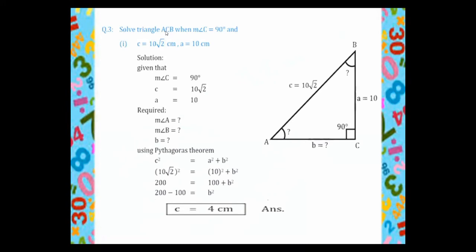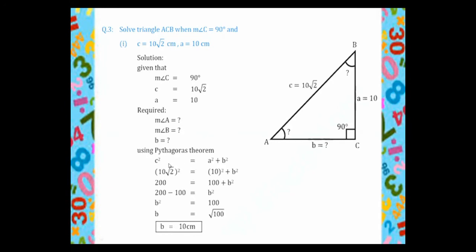Solve triangle ACB when the measure of angle C is 90 degrees, C is given, that is the hypotenuse, 10 under root 2 centimeters, and A is equal to 10 centimeters. So here angle C is 90 degrees, C is 10 under root 2 and A is 10. Now we have to find angle A, angle B and then the base.